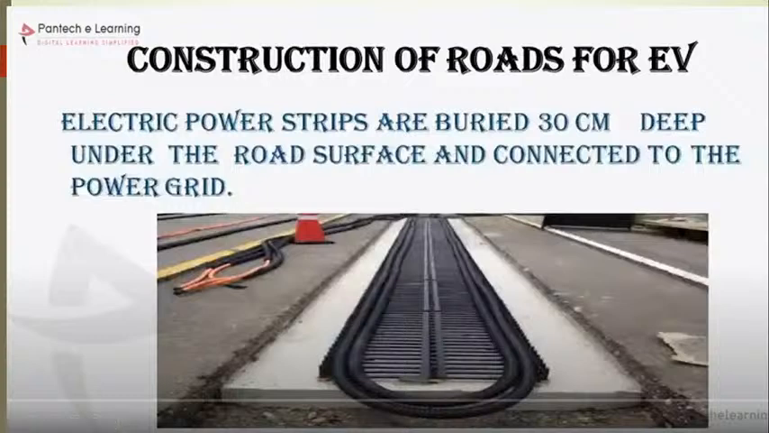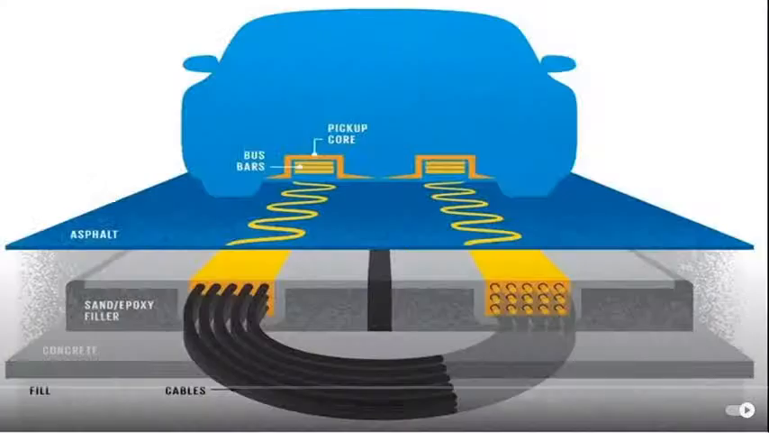It acts as the primary coil and will transfer energy to the car without the use of wires. Here we can see these are cables, and these are the bus bars. It will not have any connection of wires. Without any connection of wires, it will transfer energy.